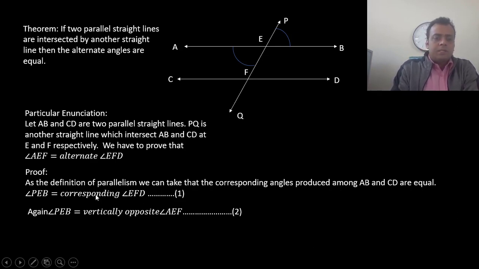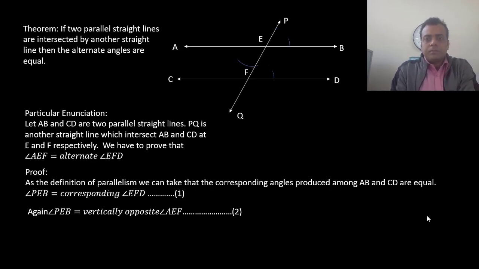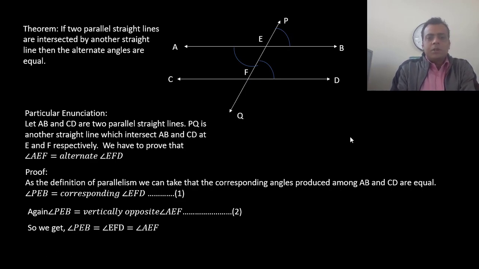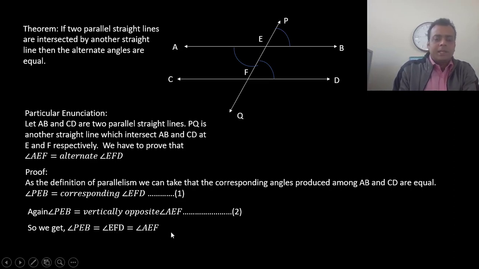So we can mark these two equations with 1 and 2, and then we can find that PEB is equal to EFD and PEB is also equal to AEF. So these three angles are equal. So you can write PEB is equal to EFD is equal to AEF.